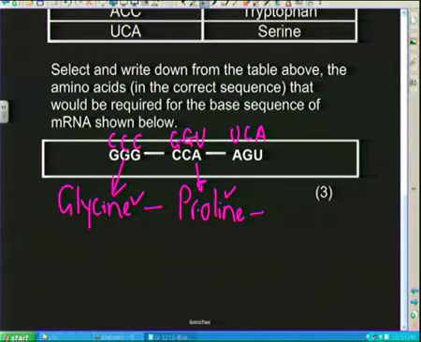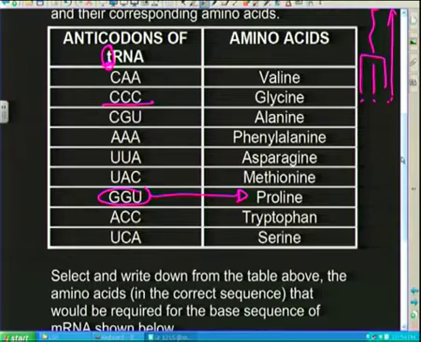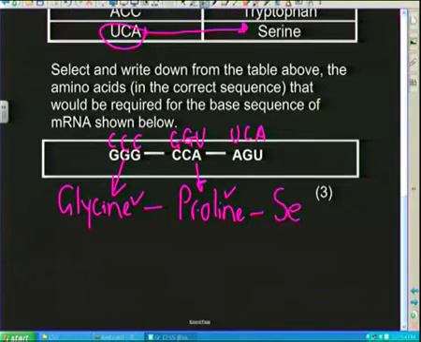Our third mark, let's look. UCA, I go to the table. Oh, there we go. There's UCA, and what's its partner? Serine. All right, so what do I write next to it? Serine. There we go. 3 marks. Right, for 3 marks, 3 amino acids. I might not necessarily have known the names. That is not important, but I do know the codes, and that is the most important thing that you need to know.